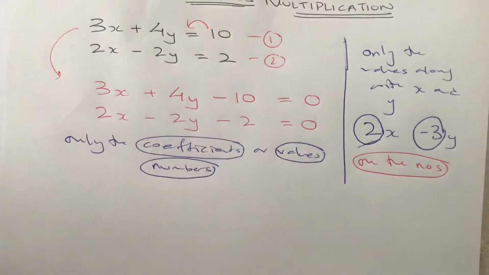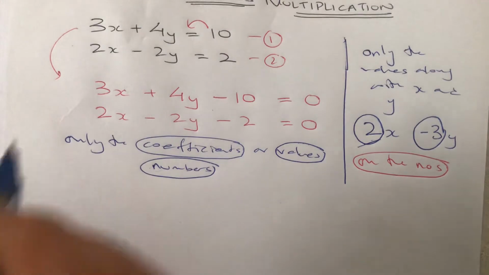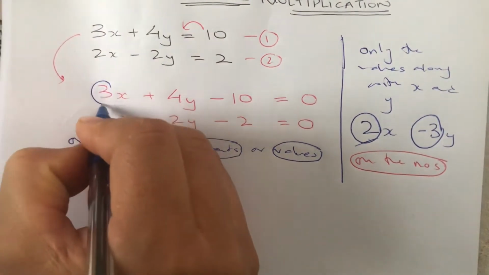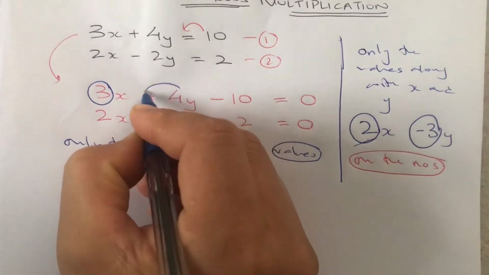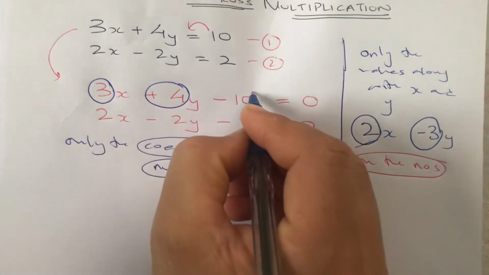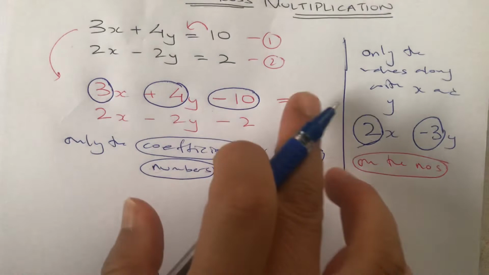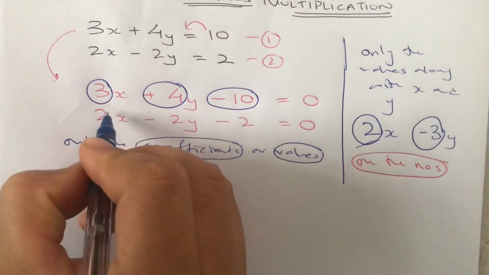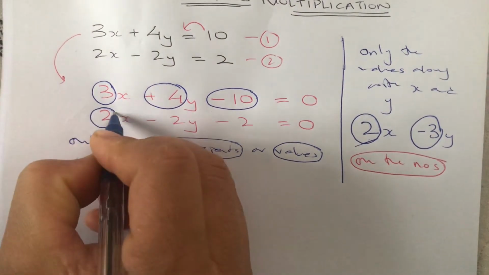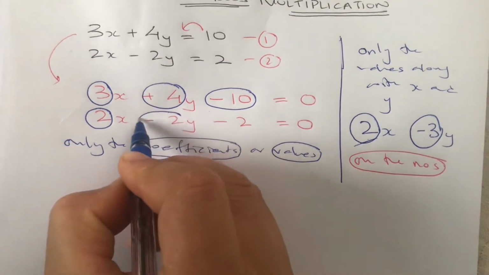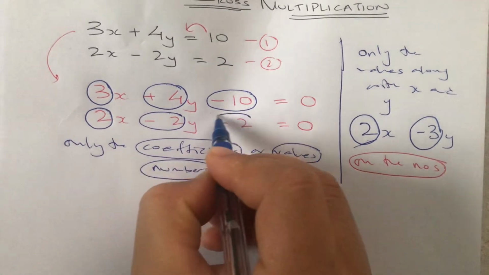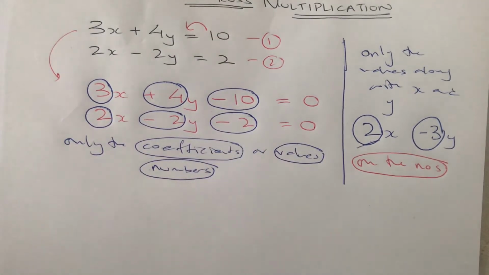Now if I focus on the numbers with their signs, my main focus will be on 3, then plus 4, and then this is just a number, so it's minus 10. This I don't have anything, forget about that. In the second equation, it will be 2, then minus 2, and this is again minus 2. These are only the numbers that I'll be focusing on.